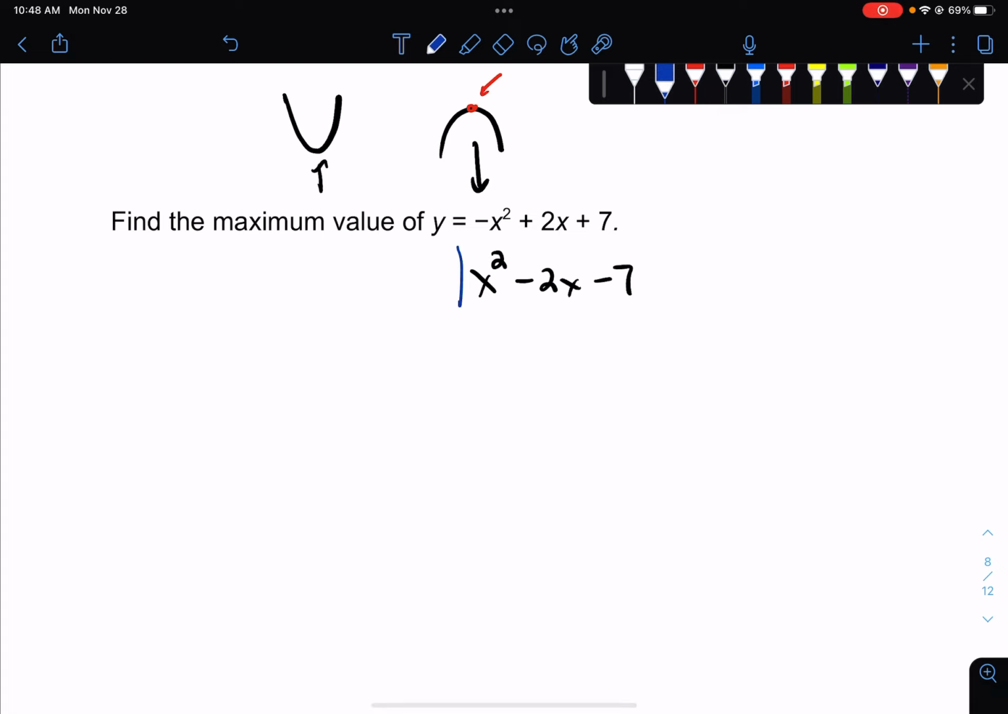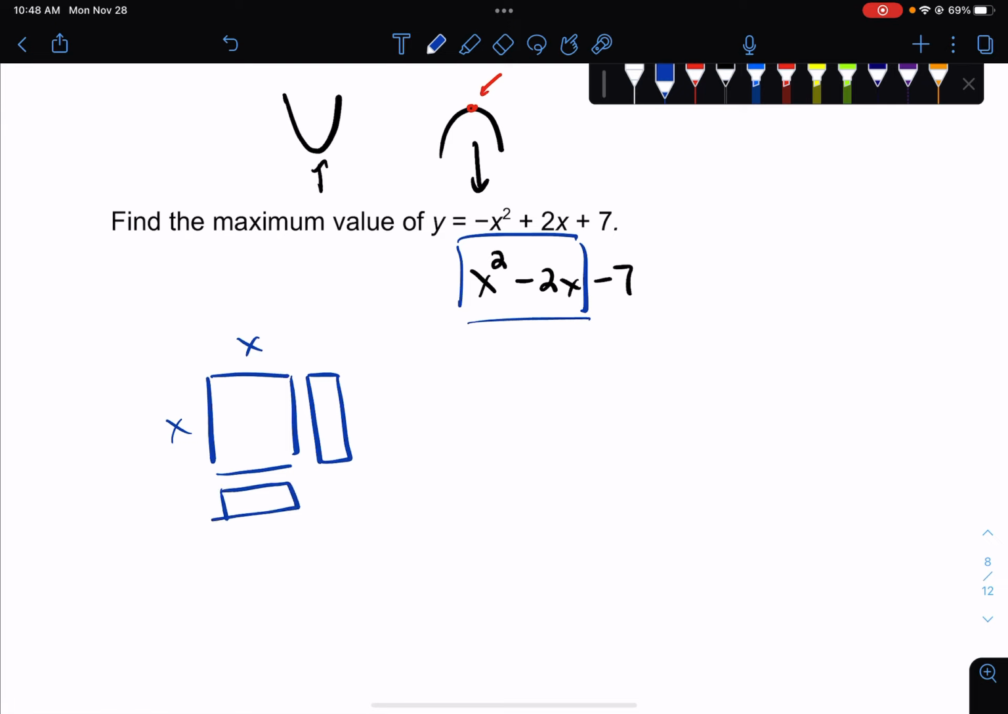I want to use this piece and I want to complete a square. So I start with the x by x, and then I take that negative 2x and I'm going to put half of those over here, and the other half I'm going to put down at the bottom. So I've got this weird little box that I need to fill in to complete the square. So that box is -1 by -1. So that box just has a size of +1.